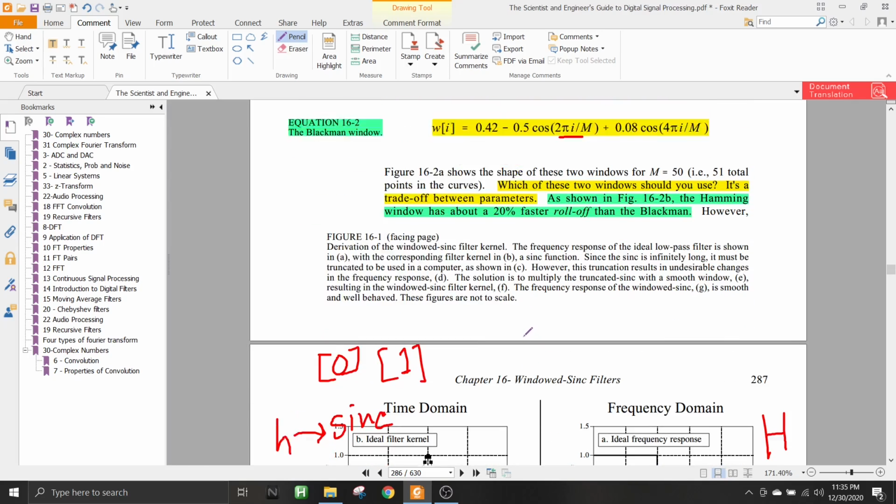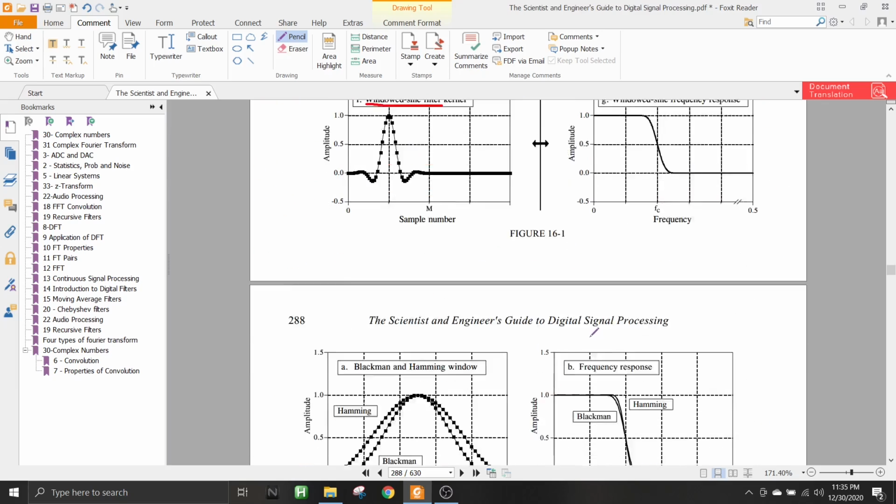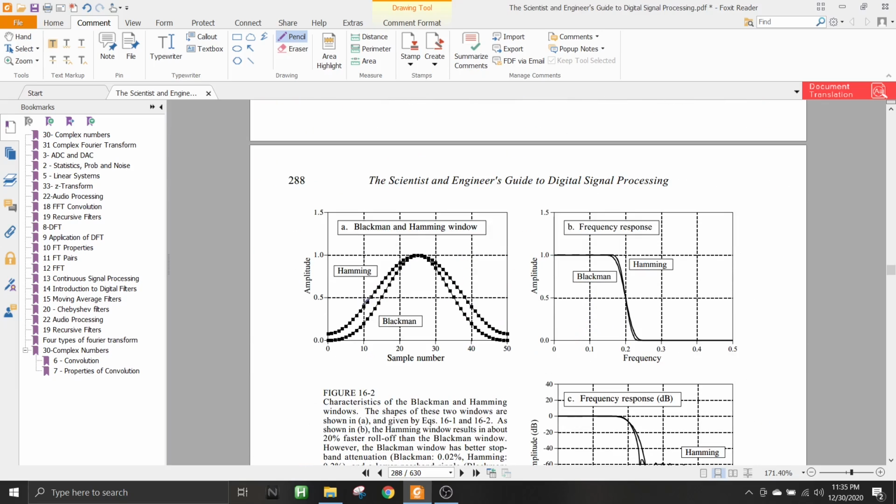So both of them actually look like something like a bell curve, only the difference is that one is a sharper bell curve and the other is a slower kind of bell curve. Anyway, so that's all about Blackman and Hamming window. Okay, so as you can see, Hamming and Blackman. Hamming is this one, the upper one. This is actually the Hamming window, and their corresponding frequency responses are like this.